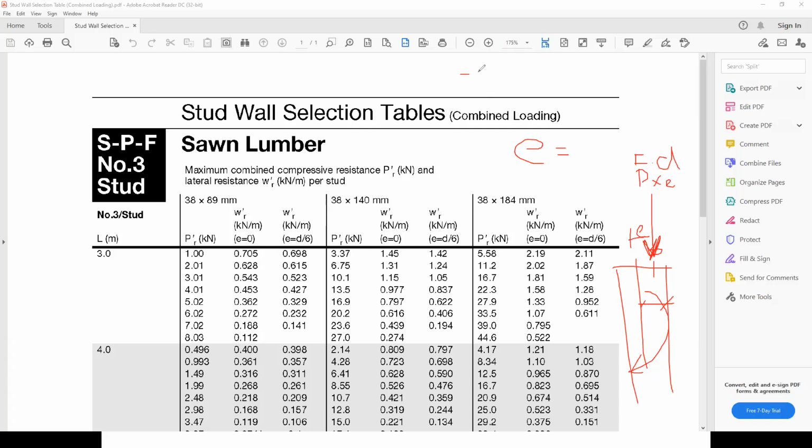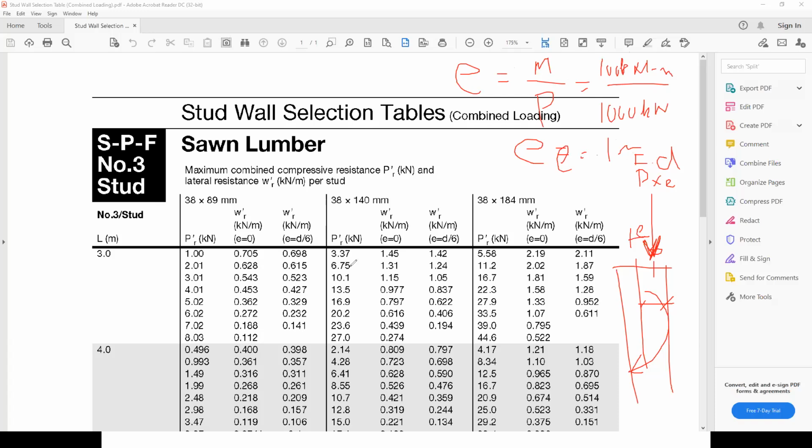So if you want to calculate E, you take your moment and divide it by your force, and that gives you the E. So for example, if your moment is 100 kilonewton meters and your force is 1000 kilonewtons, therefore your eccentricity is 0.1 meters or 100 millimeters.